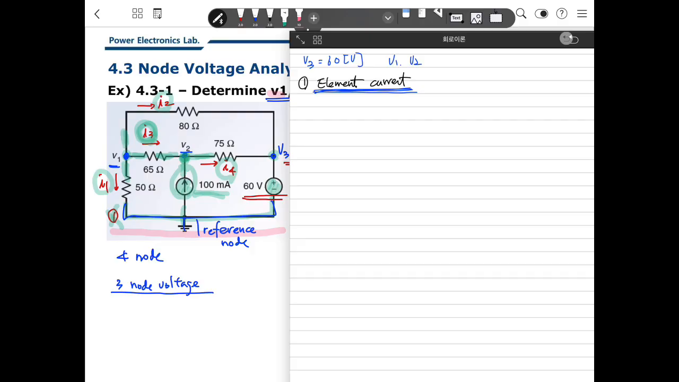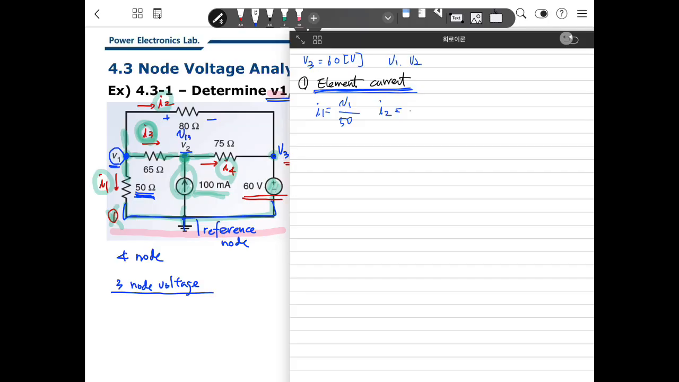Then we can identify what kind of element current should be defined in this problem. Okay, so what is I1? I1 is, V1 is defined here, so based on here, I1 is V1 divided by 50, because this is a 50 ohm. How about I2? I2 is the current going from this point 1 to point 3. So we need to define this.